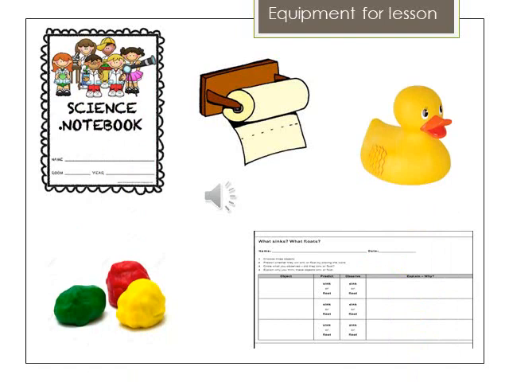For this activity, you'll need paper towels so the students can dry their hands so their book doesn't get wet, their science notebook, objects that float, so the duck, and objects that sink, rocks, paper clips, things like that, plasticine. And I want them to observe how the plasticine changes shape when it hits the water, and the table that I have made for them to fill out.